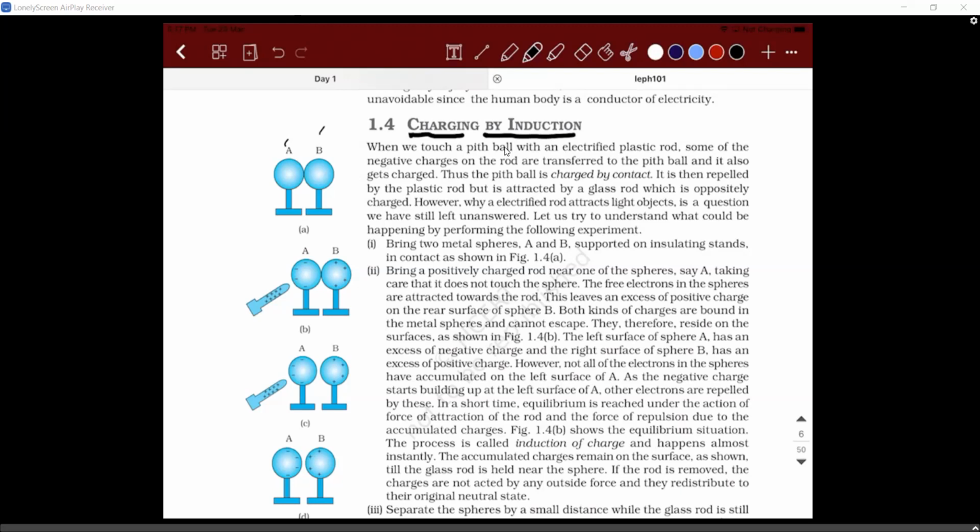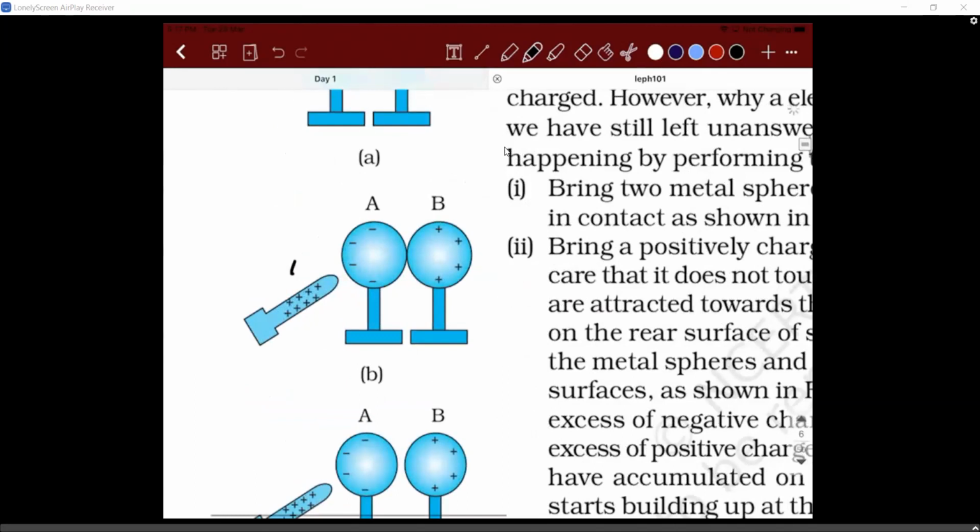There is another material, how is it charged? Basically it is a positive charge. So when you try to bring the positive charge closer to sphere A, that is the first sphere, I'll zoom it. So when you try to bring it closer to sphere A, what do you think will happen?